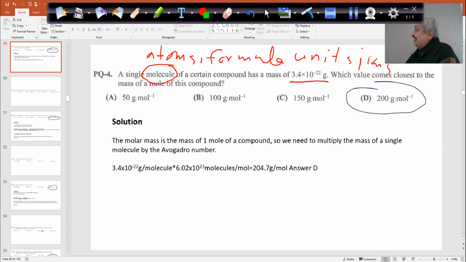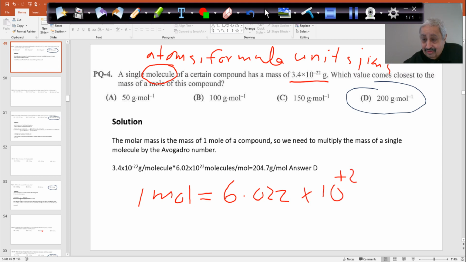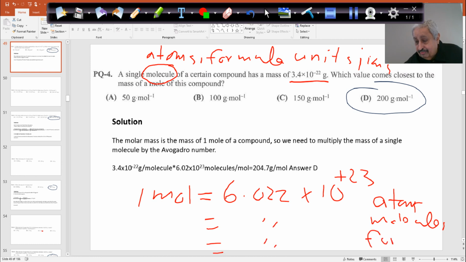Well, how will you do it? Because the keyword is atoms, molecules, ions, you have to use Avogadro's number. You have the 1 molecule here, so 1 mole. 1 mole is, guys, Avogadro's number of atoms, Avogadro's number of molecules, Avogadro's number of formula units.